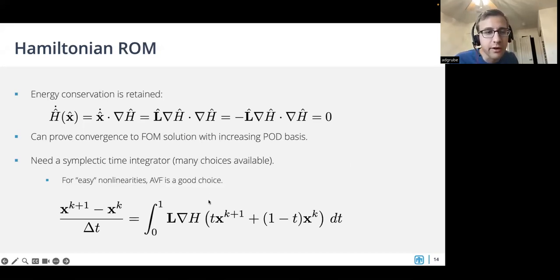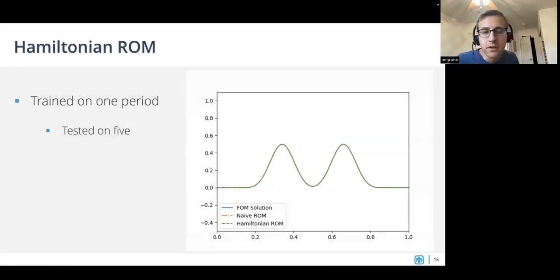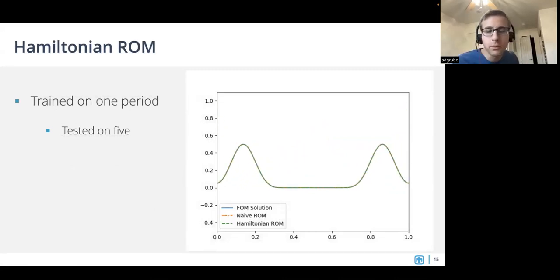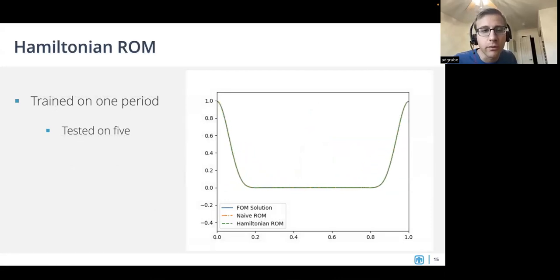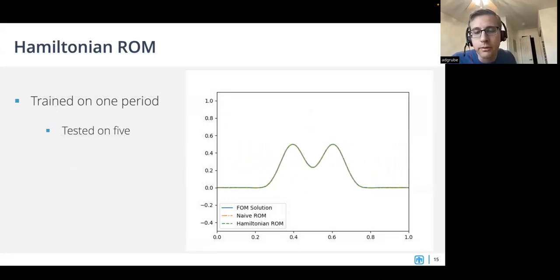So for the rest of this talk, I'll just use average vector field, which is essentially you take an average of the right-hand side like this, and then you can prove that that is a symplectic integrator and it's second order in time. Okay, so now this is the same picture, but you can see applying this procedure with the green line is what we've done here, and you see that things work really well.